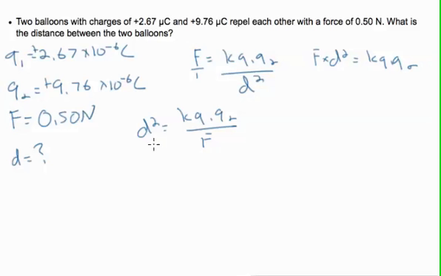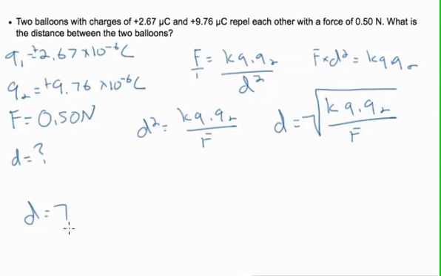However, I don't want d squared, I want d. So you have to take the square root of both sides. d equals the square root of K Q1 Q2 over F. So now we can plug into our equation. And let's just not forget the square root.